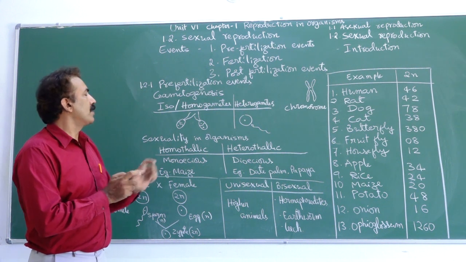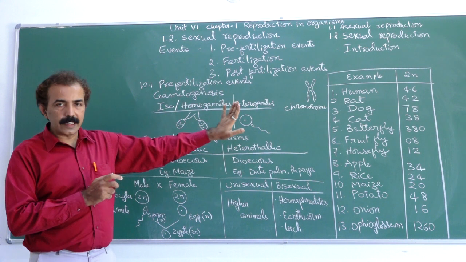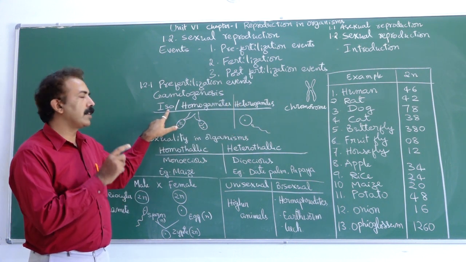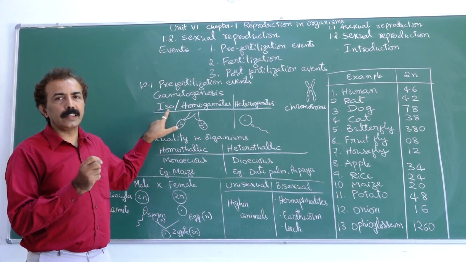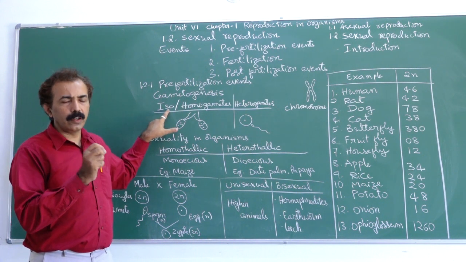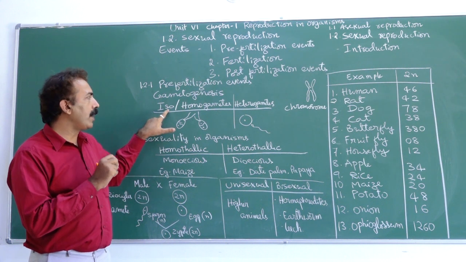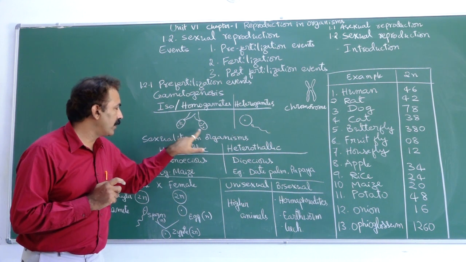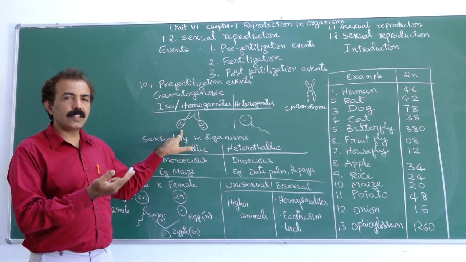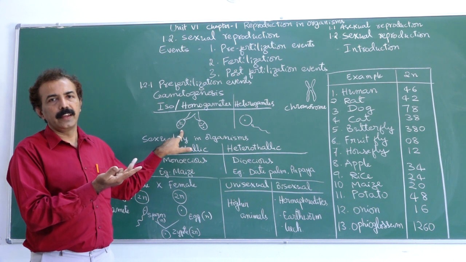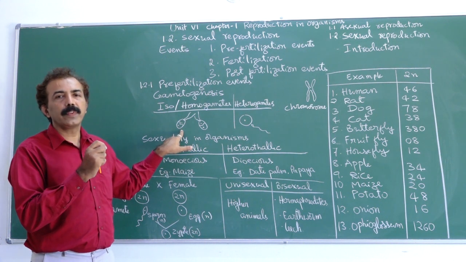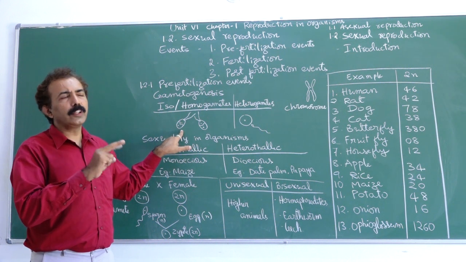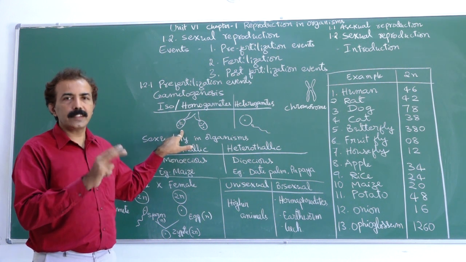So these gametes are produced variously. In case of lower organisms, the gametes produced are morphologically similar. You cannot distinguish between male and female gametes. You cannot say which one is male, which one is female. In case of lower organisms, the male and female is not defined. Both the gametes morphologically appear the same.